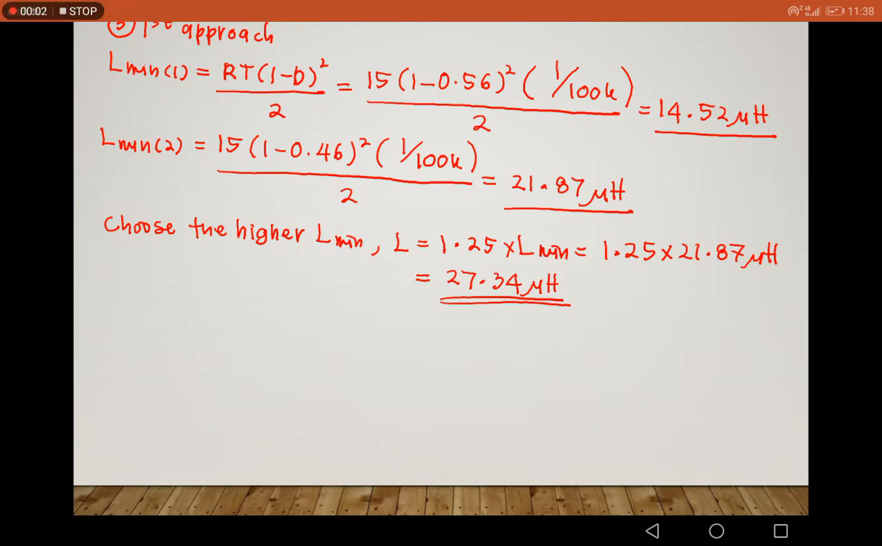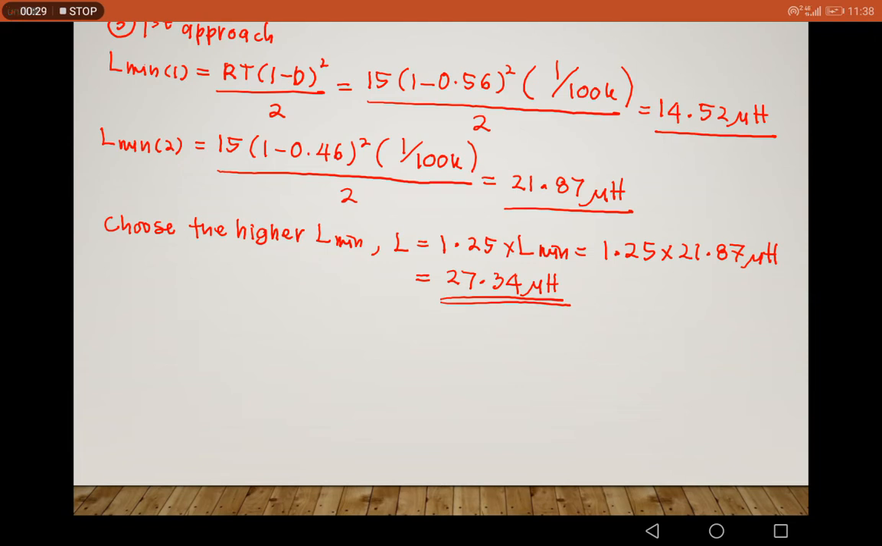Okay, using the first approach, which is L min, we are going to use the L min equation. Since we have two duty cycles, we will have two values of L min. So I put it as L min 1 and L min 2. For L min 1, we substitute the value inside the equation.